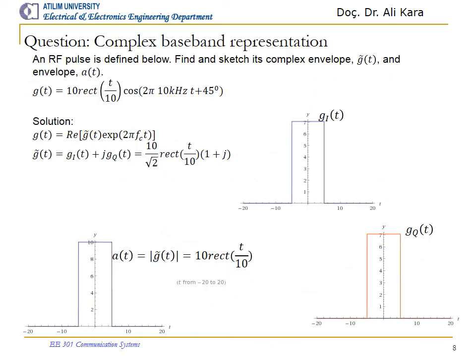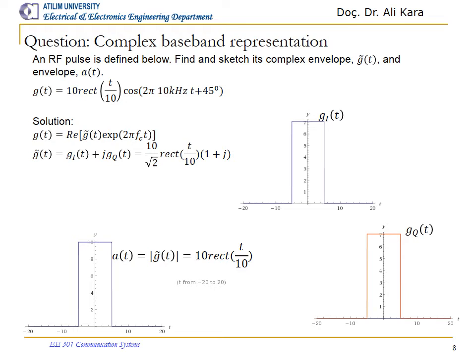Question: complex baseband representation. An RF pulse is defined below. Find and sketch its complex envelope and envelope. g(t) equals 10 rect(t over 10) cosine(2 pi 10,000 t plus 45 degrees).